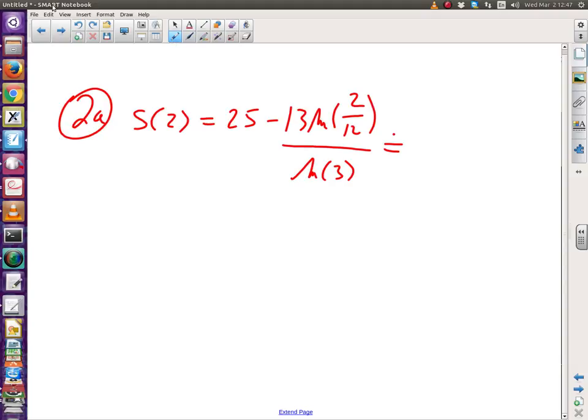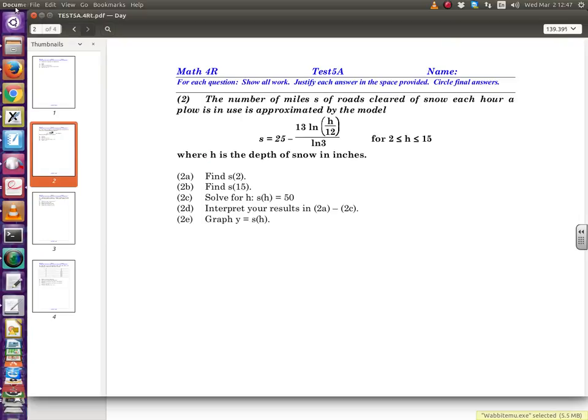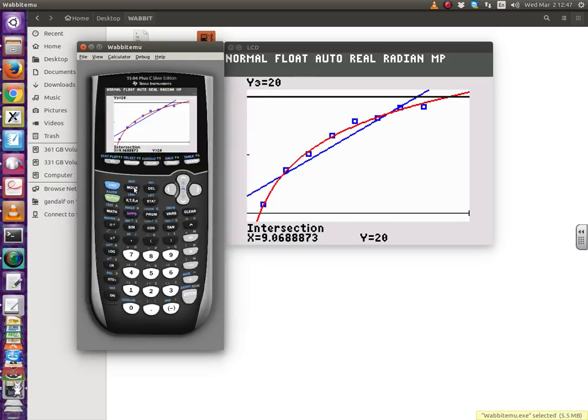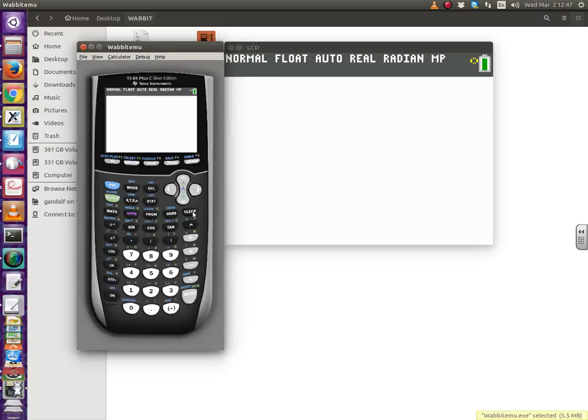All right, so get to the calculator. And wait, where's my calculator? Why is this doing this? Okay, so second quit, and let's just type it. Clear this. All right, so let's see.